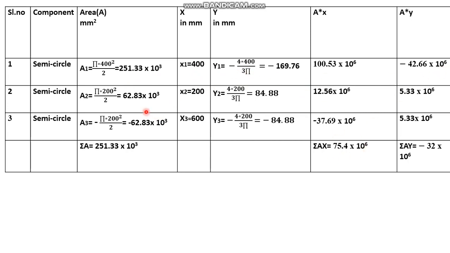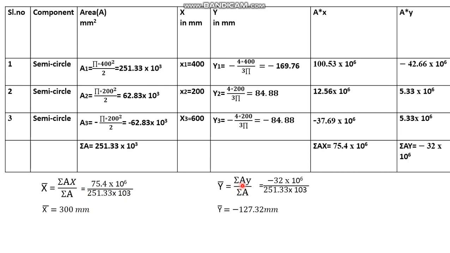Since you have bigger values, take the areas in 10 power 3 and Ax in 10 power 6. So if you calculate, x bar will be the summation of Ax divided by the summation of A, so you'll get x bar equal to 300 mm, and y bar is minus 127.32 mm.